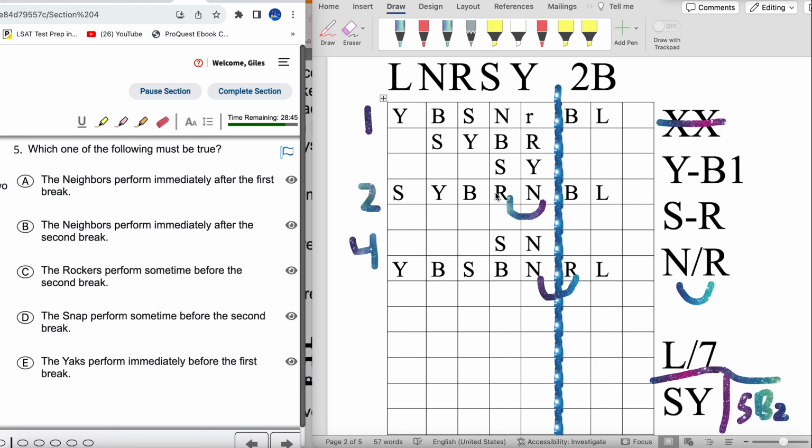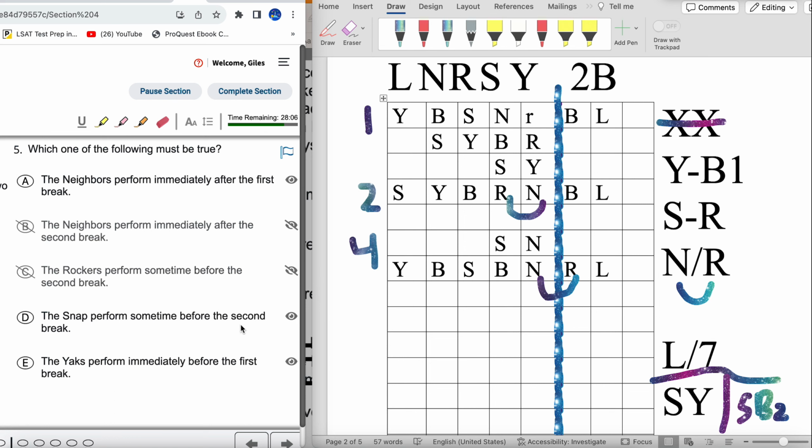Now, while we have all these game pieces right here, we're going to use them to solve this answer right now. So for number 5, the N performs immediately after the first break. That's not always going to be true because we could put N and R over here. So that actually could possibly be true. Let's check these other ones. The N performs immediately after the second break. That's not really true. The R performs sometimes before the second break. We don't see it happening on these ones.